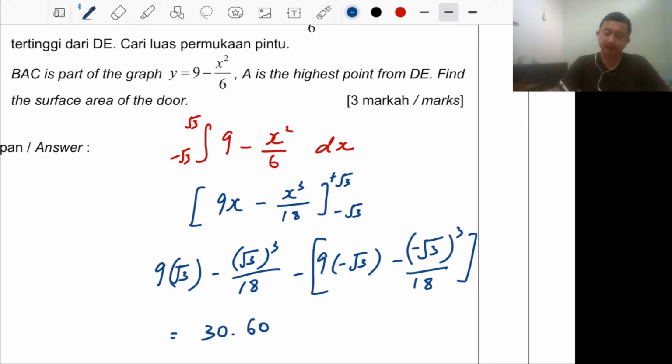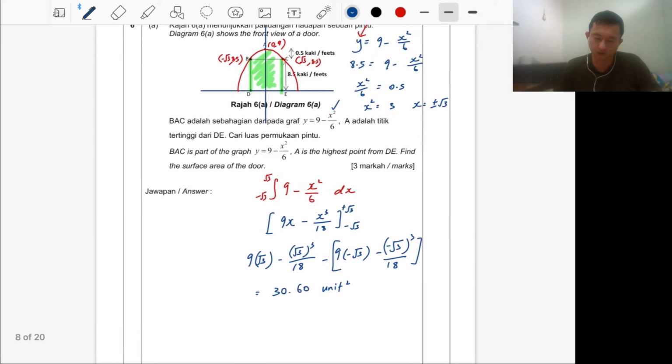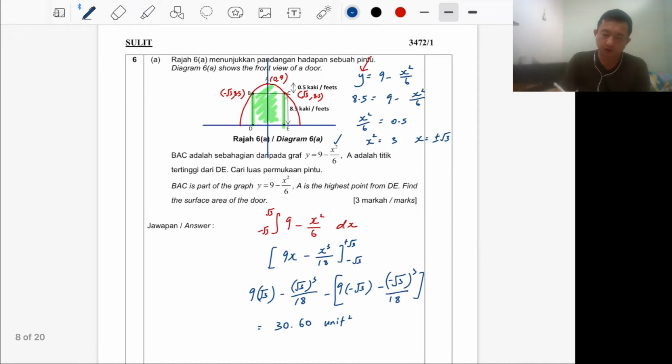You have to know this is in square units. Okay, integrate because you are finding the surface area, and then find the limits.